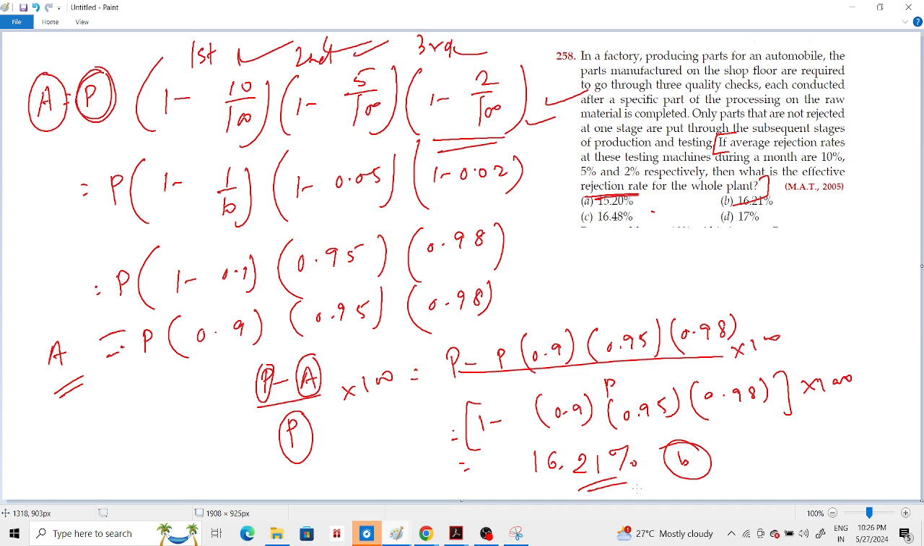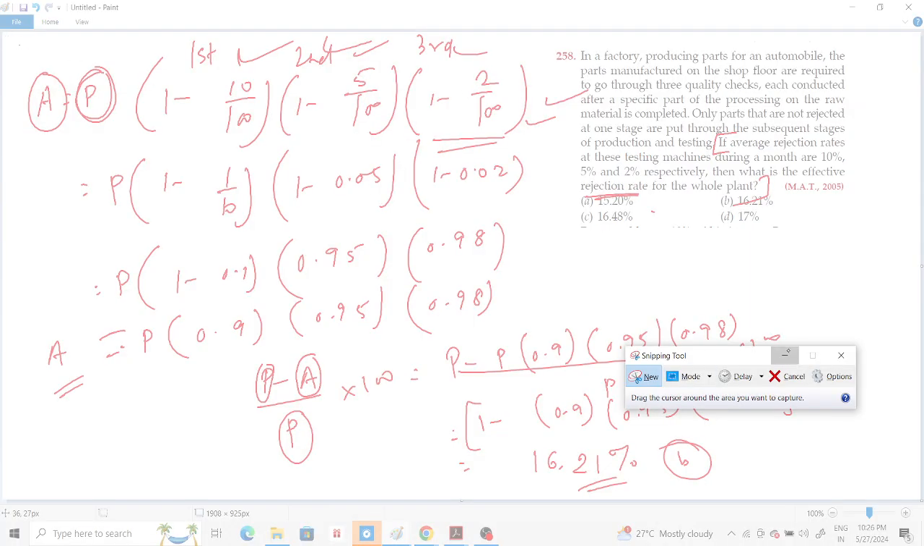Did you understand? Understood. Yes, sir. Yes. Ishika? Understood. Yes, sir. So can you just explain this last one? P minus A by P into 100, that one.